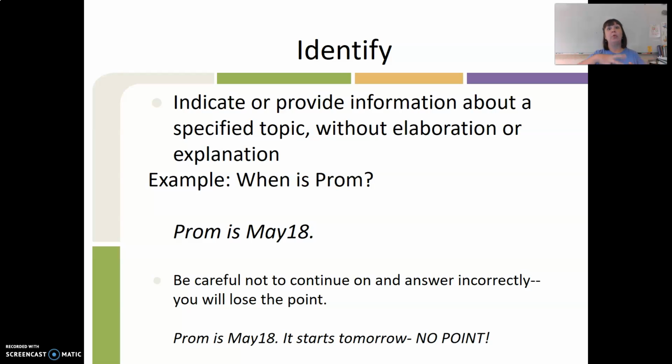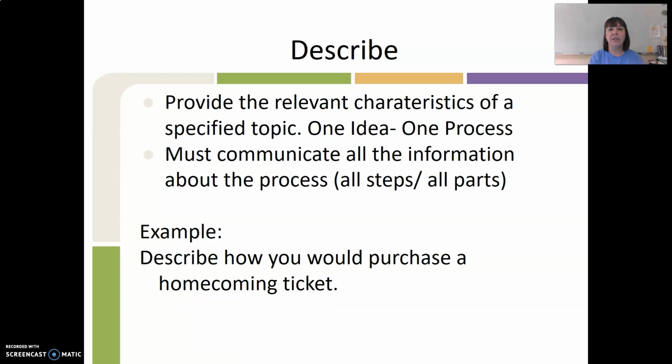Be careful not to go too far in your elaboration on identify. In fact, don't elaborate, because if you put some wrong information in your description, then it negates even if you have the correct thing. So if I said prom's May 18th, that's tomorrow. It may be May 18th, it's not, but it may be. But if I say that's tomorrow, that's not right. So then it negates the entire thing. So don't go too far on elaboration and end up negating yourselves.